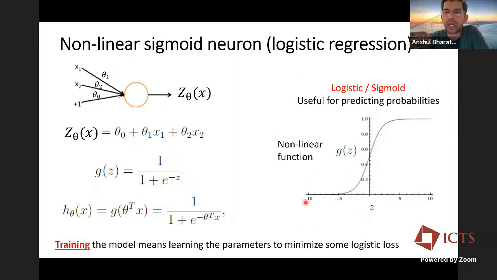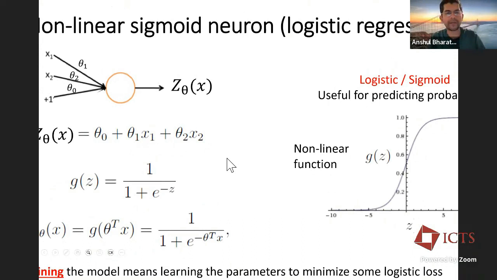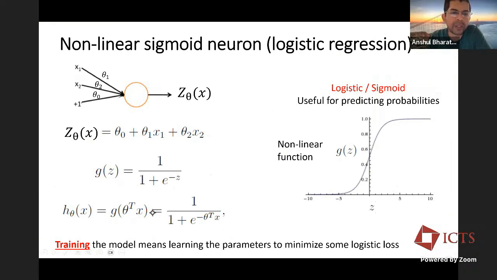So this is what the function looks like. As you can see, z goes from minus infinity to infinity, but the logistic function, the output g(z), is always between 0 and 1, and it saturates, right? After some values, it saturates to 1. After some values, it saturates to 0. So your final prediction is now doing a linear combination of the features and then pushing it through a logistic function, right? Okay, and this is basically logistic regression. So a simple nonlinear sigmoidal neuron is performing logistic regression.